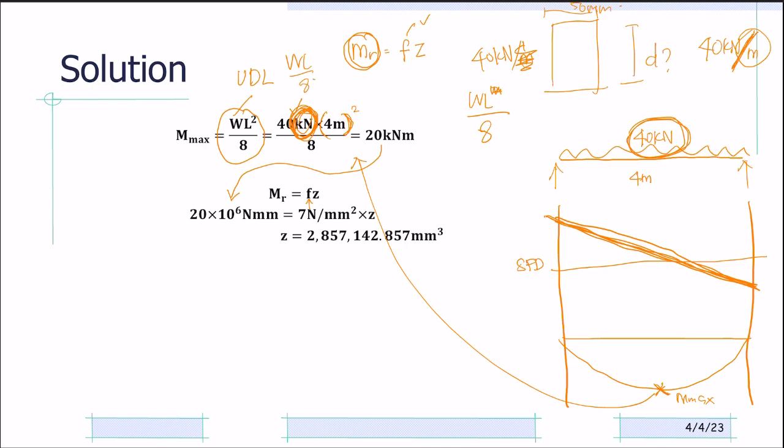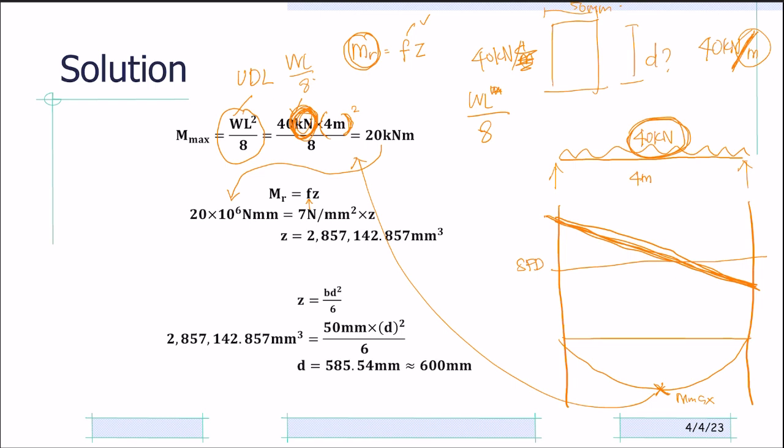Next, once we get the value of Z, then we can insert into the formula of Z equal to BD squared divided by 6 to find the depth. Just put in the value of Z here. Okay, and B is given, dia dah bagi the width ataupun the breadth of the section, which is 50 mm. And we need to find the D, therefore leave it like that, and power of 2 divided by 6. D is equal to 585.54 according to my calculation.